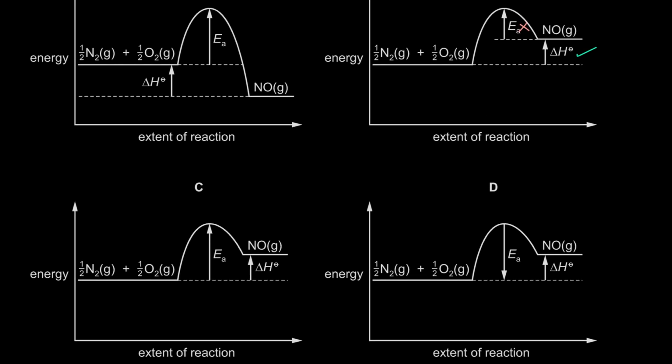If we look at option C, right, the activation energy is shown correctly from reactants to the highest energy point, and the enthalpy change is also shown correctly, right? It's an endothermic reaction. So the answer is C. And again, in D, the activation energy is shown incorrectly, right, with the downward arrow. The activation energy should be shown with the upward arrow.